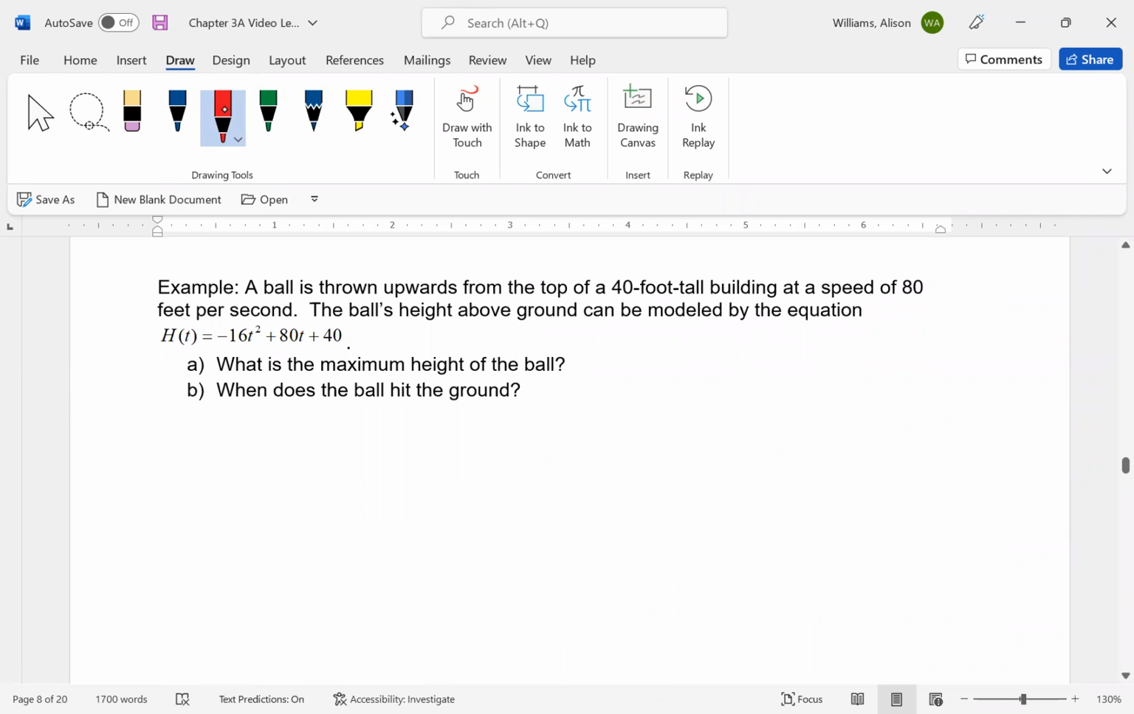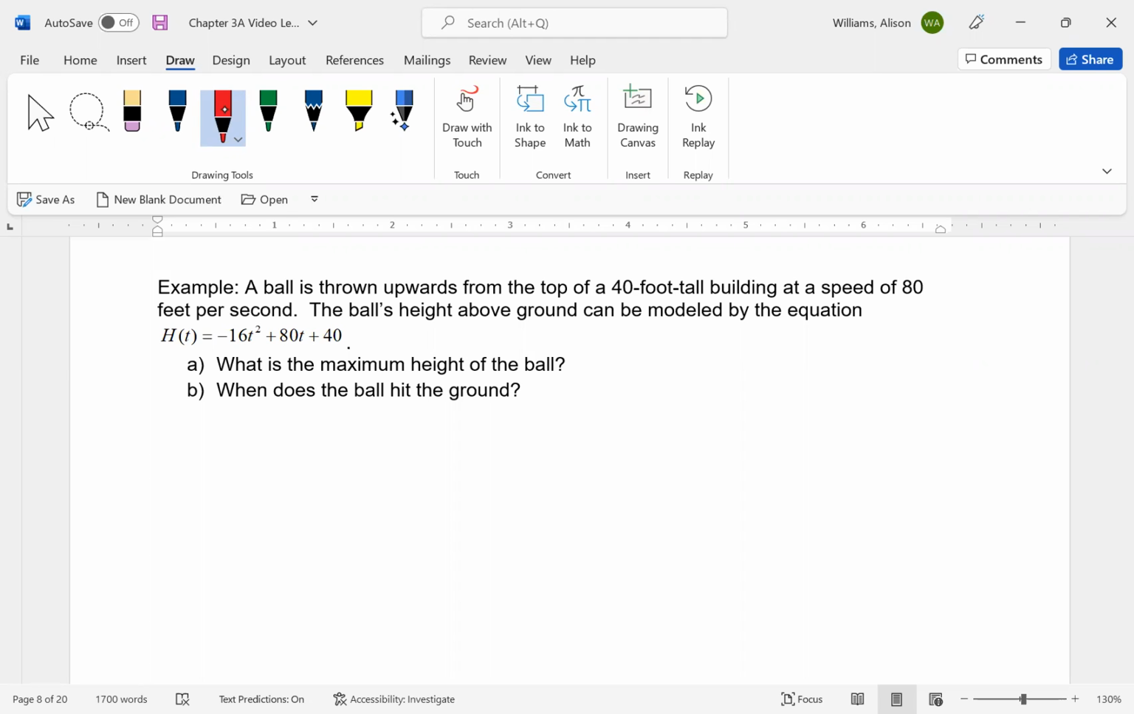A ball is thrown upwards from the top of a 40-foot tall building at a speed of 80 feet per second. The ball's height above the ground can be modeled by that equation. What is the maximum height, and when does the ball hit the ground?